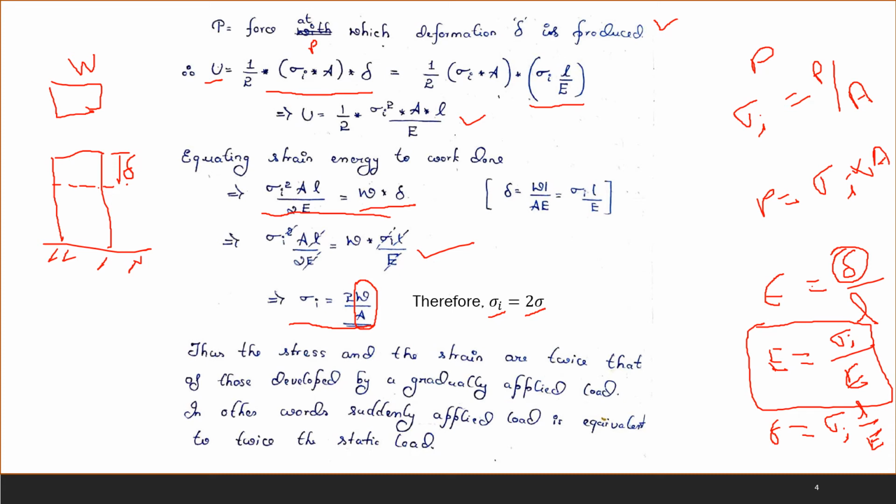This holds good for deformation also. If delta I is the deformation due to impact, it will be 2 times the deformation due to a gradually applied load, delta. And that is what is said here: a suddenly applied load is equivalent to twice the static load. Stresses induced due to a suddenly applied load are equivalent to the stress induced due to twice the static load. So this is the effect of impact stresses.